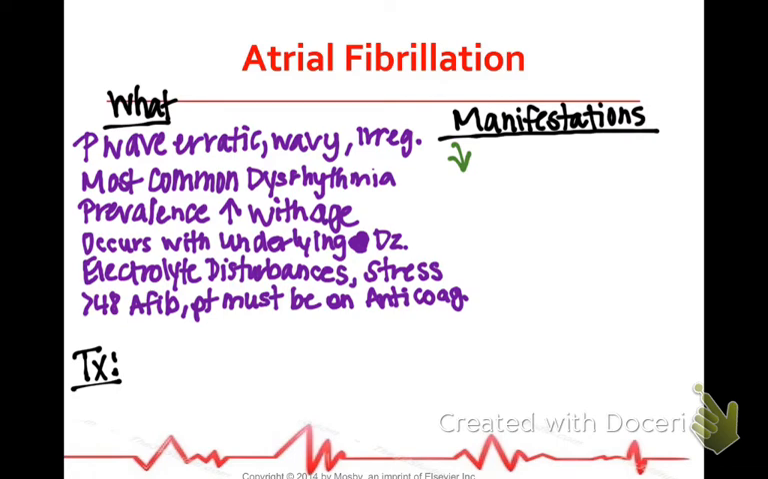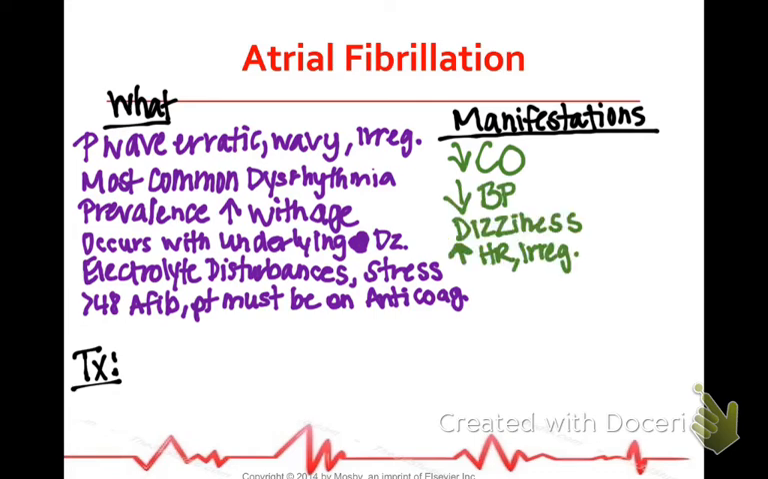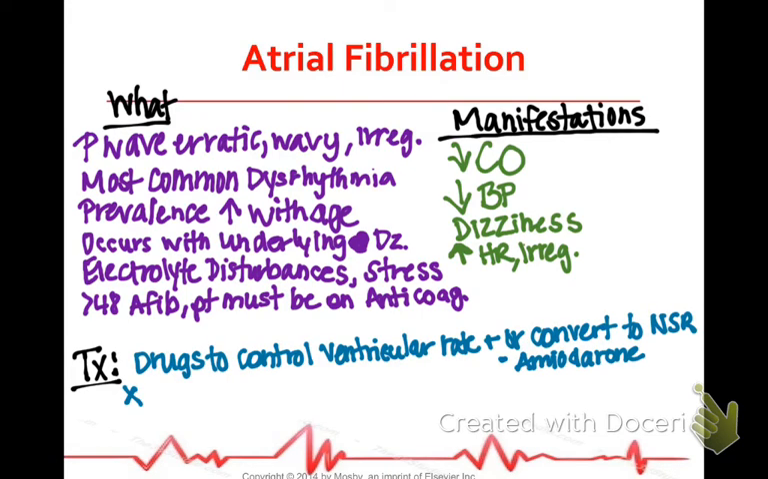If they're in AFib greater than 48 hours, they're going to put them on an anticoagulant. Why do you think that is? Right, those clots just kind of stasis. They get stasis clots there in the atrium, and they could have a stroke. So they're going to put them on an anticoagulant. You're going to see decreased cardiac output again because the heart can't keep up. It's not filling and emptying properly. Decreased blood pressure, dizziness, the increased heart rate, and irregular heart rate.